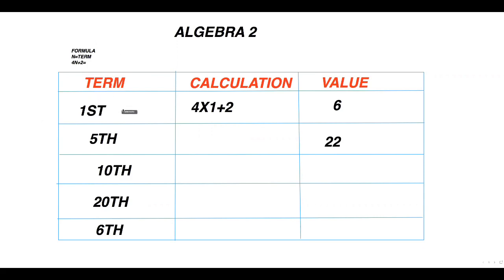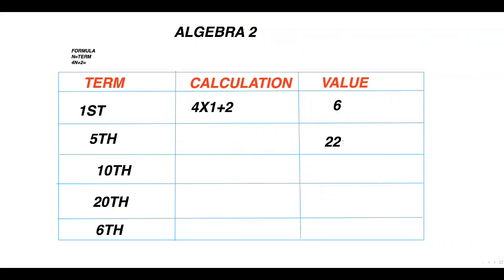So the first one is done for us. We got 4 times 1, because remember, 4 is the number that we need, and we need to times that with n, and in this case the term is 1. So 4 times 1, plus 2. So 4 times 1 is 4, plus 2 is 6.